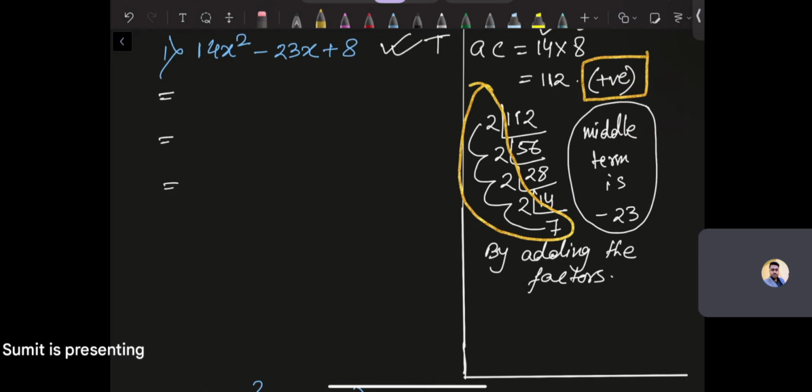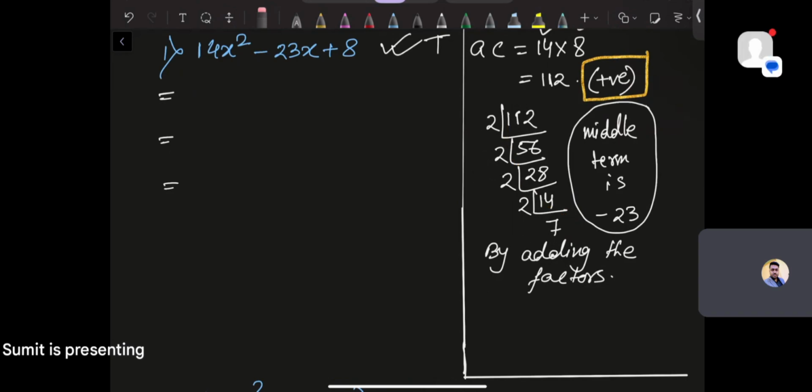So using these factors, we have to multiply these factors and combine them to get -23. How to do that? That is the thing. Let me tell you how to get 23, you will get this.